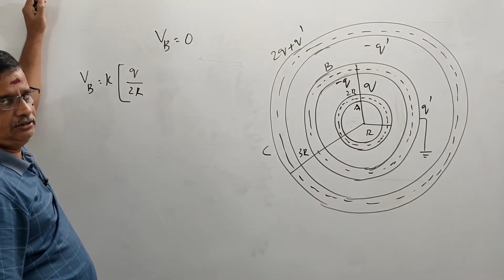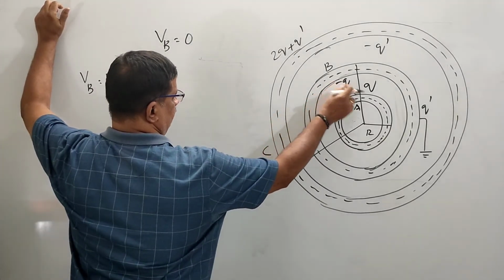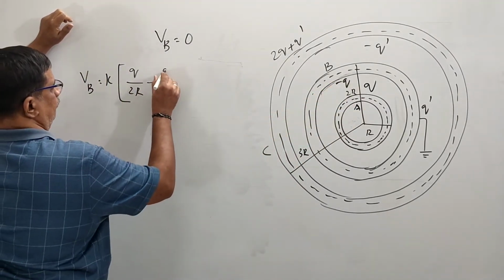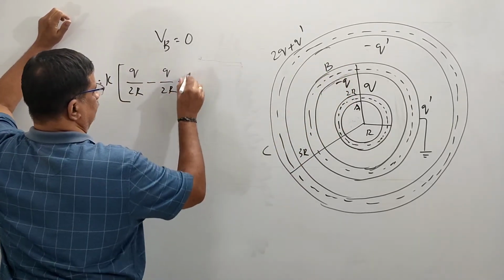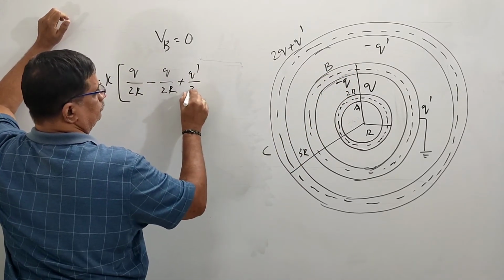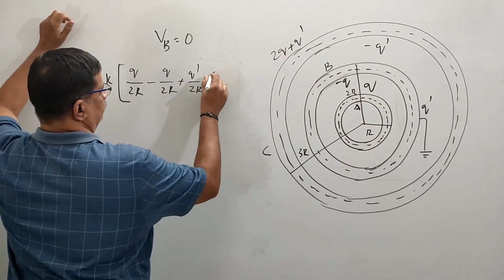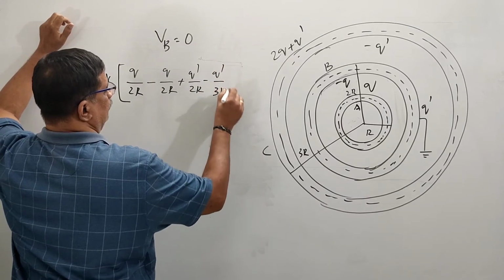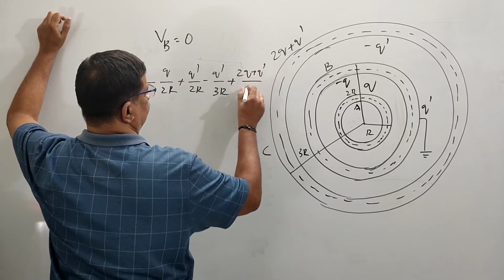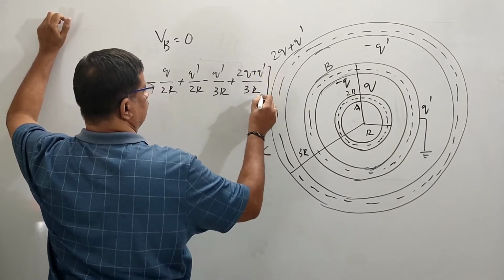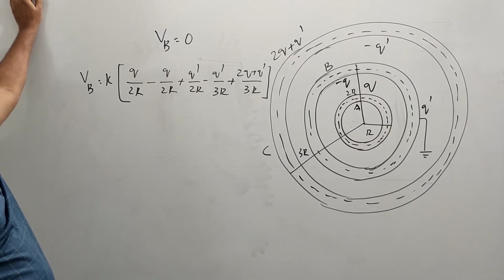For all points inside, the potential depends on the radius. And for the inner surface of B, you have a charge minus Q, so minus Q by 2r. Outer surface of B, we have a charge Q dash by 2r. Inner surface of C, we have a charge minus Q dash by 3r. And outer surface of C, we have a charge 2Q plus Q dash by 3r. So this is the potential of B. Clearly, this has to be 0.